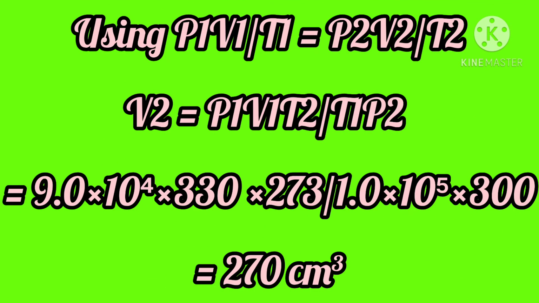Using the equation P1 V1 over T1 is equal to P2 V2 over T2, and making V2 the subject of the formula, we have P1 V1 T2 over T1 P2 as the second volume, V2. Substituting for all the values there, we have V2 to be 270 cm cube.